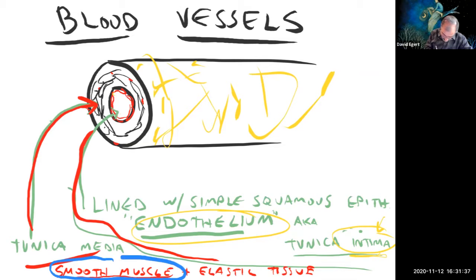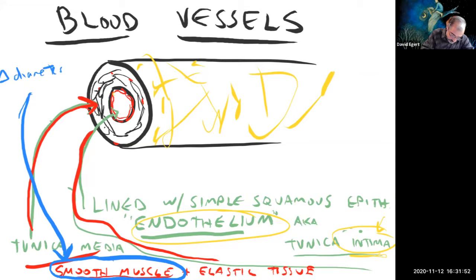The smooth muscle, I want to make sure, I'm kind of running out of space here. So this changes diameter. Not for pumping. So yes, there is muscle in the walls of your blood vessels, but it's not about pumping the blood around or doing anything like that.